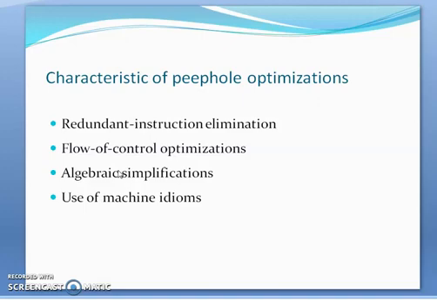What is local optimization? In the sense that we optimize the intermediate code within a basic block, it is called local optimization, whereas optimization in between the basic blocks is called global optimization. So peephole optimization comes under local optimization, which is a simple but effective technique for locally improving the target code.